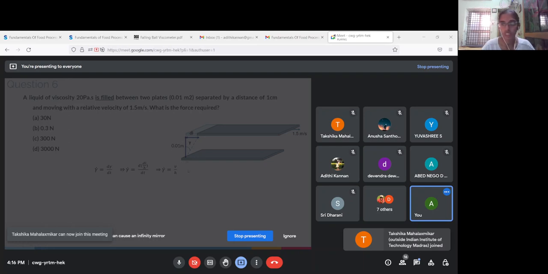Are you guys able to understand this? This is actually a part of lecture 3 in the week. Are you guys clear with this? So given this equation, can you now calculate what is the force required? Do you know how to proceed with it?